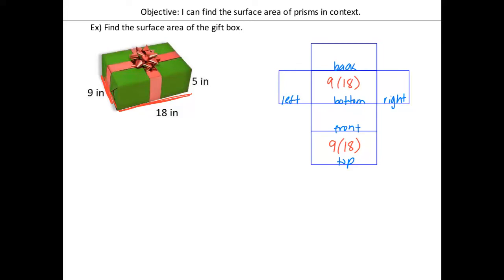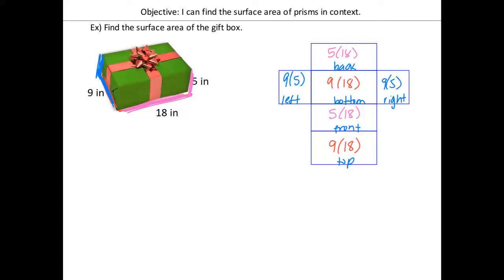Then if I look at the front side, it's this with this. So what are my dimensions for the front and back? 5 by 18. So I'm going to put 5 by 18 and 5 by 18. And then what side am I missing? The left and the right. So the left and the right has this dimension by this dimension. I know it's 9. 9 by what? 5. Good. This is 9 by 5, 9 by 5.